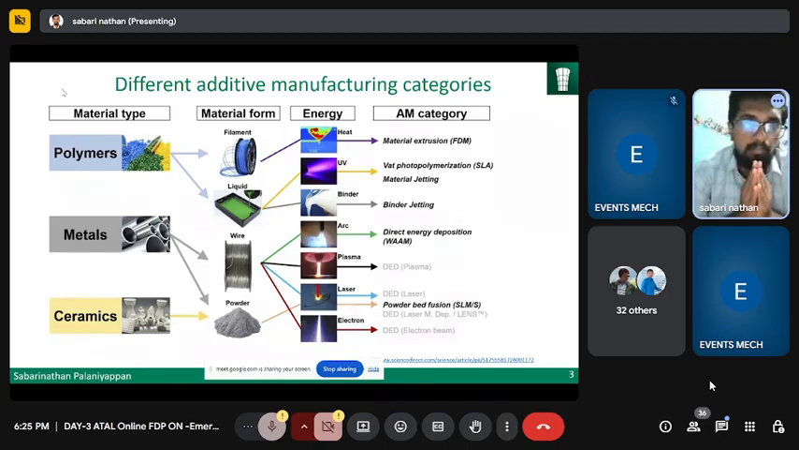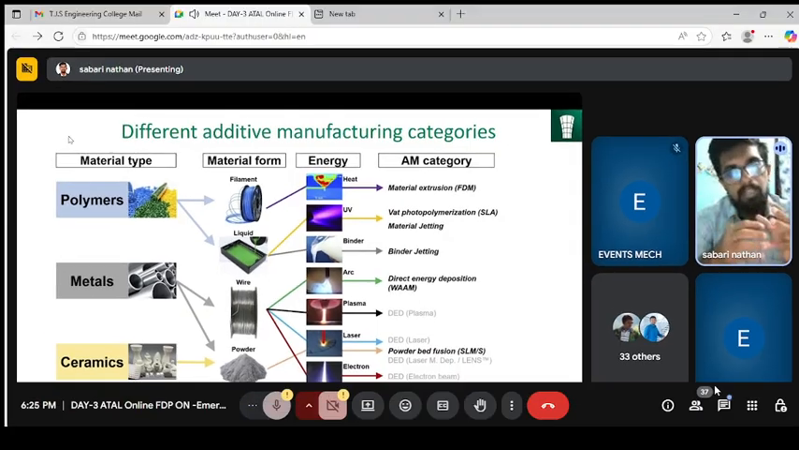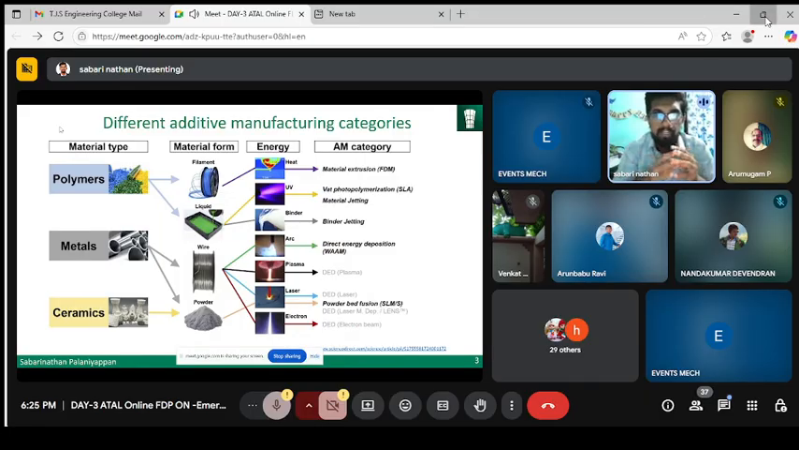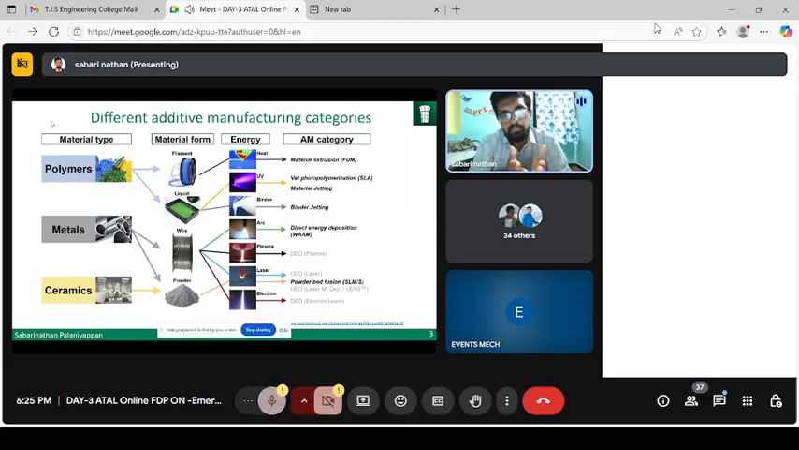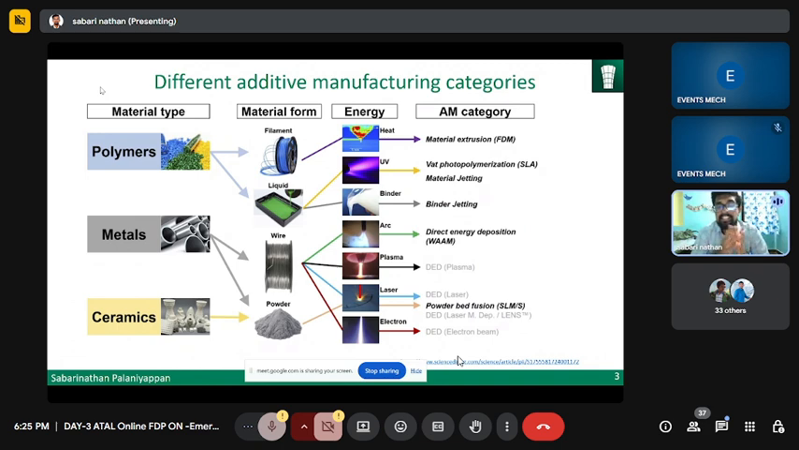Most people will work on polymers, metals, and ceramics. These are the main materials. Based upon the material and its form, the additive manufacturing process can be classified. The form can be liquid, powder, or wire. Then the energy can be heat, UV, binders, some kind of additives, or arc, which is energy in the form of heat, then plasma, then laser. These are the types of energy we are using.